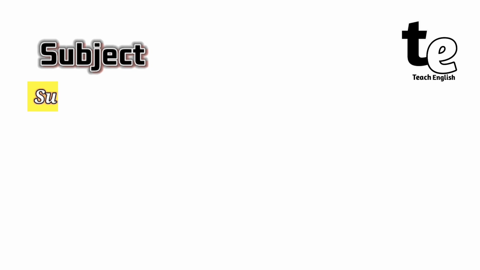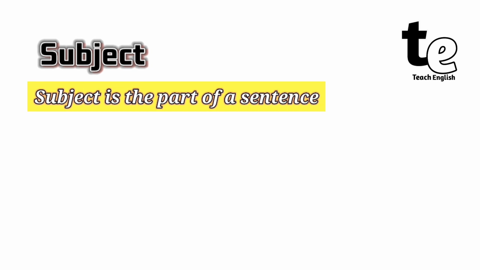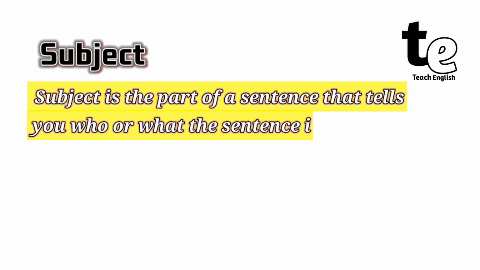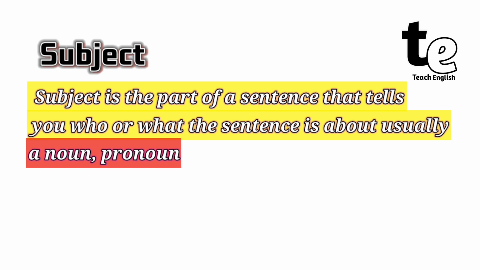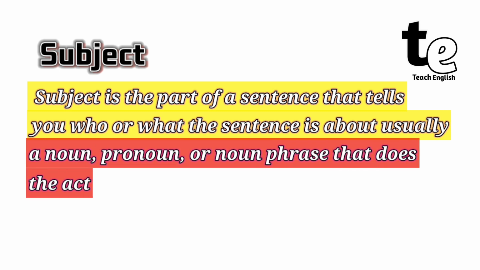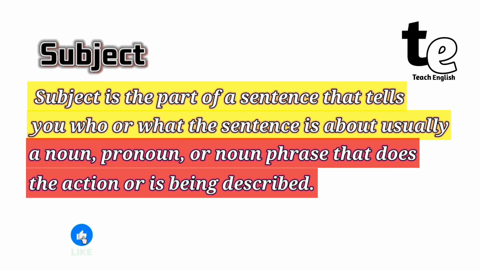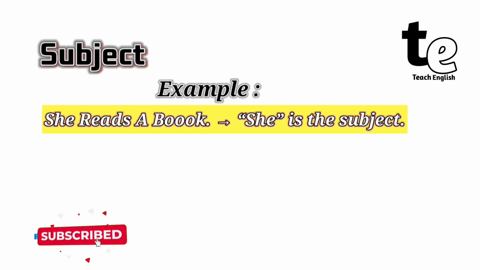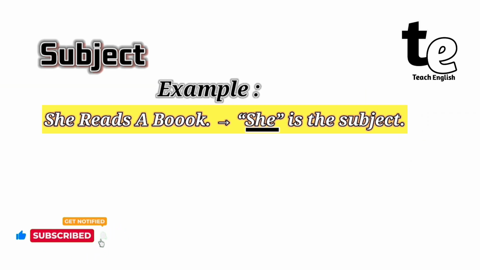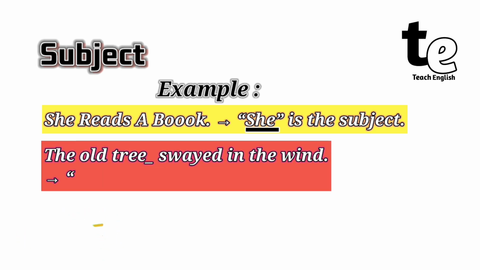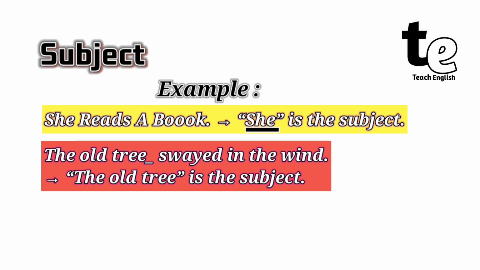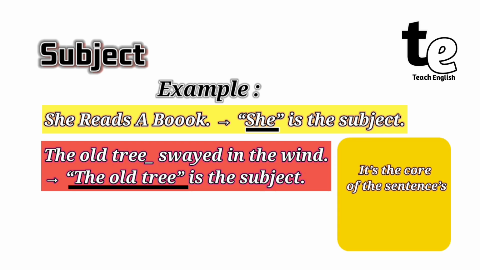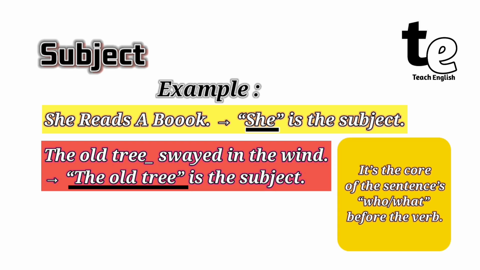Subject. A subject is the part of a sentence that tells you who or what the sentence is about, usually a noun, pronoun, or noun phrase that is the action or is being described. Example: She reads a book. Right pointing arrow, "she" is the subject. The old tree swayed in the wind. Right pointing arrow, "the old tree" is the subject. It's the core of the sentences, who or what, before the verb.